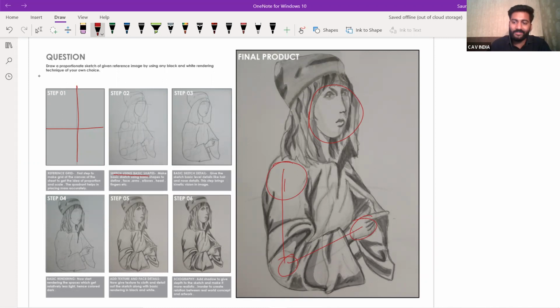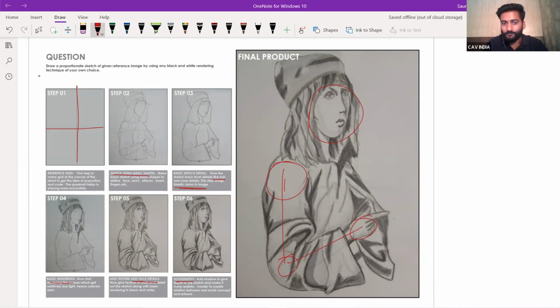Then you start detailing out, but detailing out from basics. Like you add on some basic details, you can add on another things. So you just get an outline of all the details. After that, you can start some basic rendering, then add on some texture and face details. Towards the end, you have sciography. So again, you get some depth of it, you create some shadows, just visualize one location of the light source, and then based on that, do all the sciography.